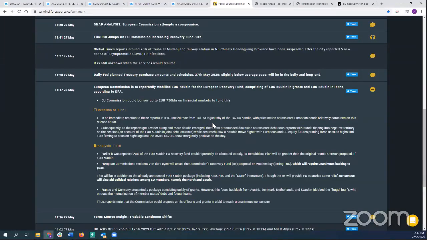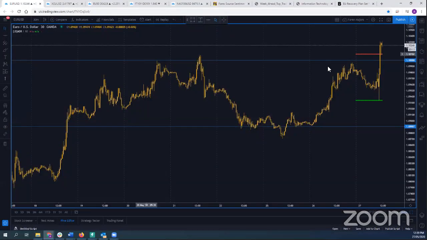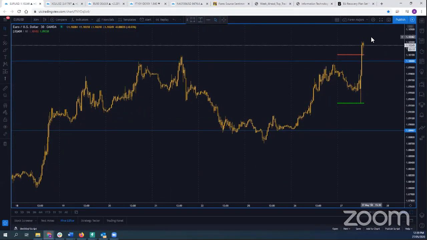Secondly, as we said, we need unanimity across the 27 member states. If any of them don't agree to it, the proposal can't go ahead. It can't get approved. So there's a lot of room for messy price action today. There's a lot of room for disappointment. The market has obviously priced in a potential approval of the 750. That is why we've seen that massive move to the upside.